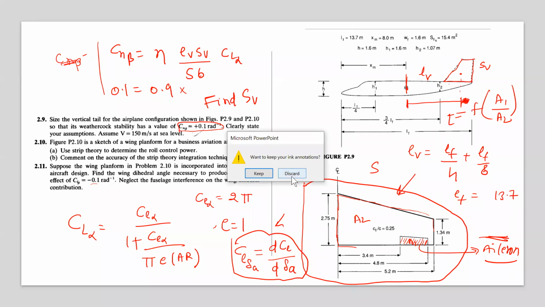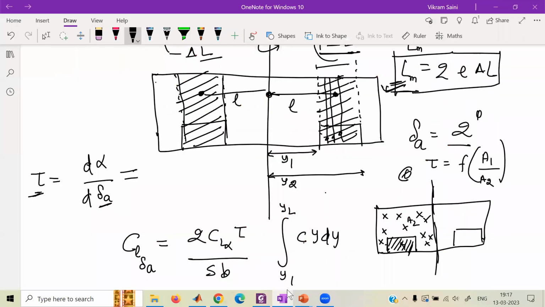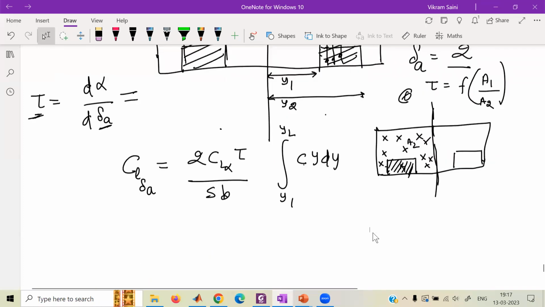Okay, I go back to this formula. It might happen that certain things are going over your head, but they will make sense to you when you go back and watch the previous lecture. So this thing we have to find out, and what should be CL alpha here? We are not given CL alpha in the question, and S and B are known to us. Tau is now known to us because the wing geometry and the aileron geometry are known to us.